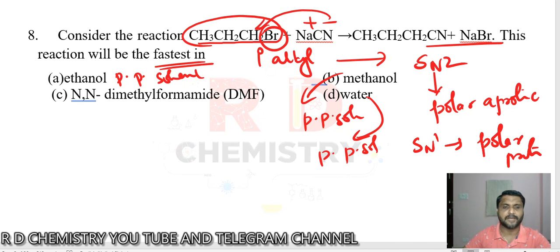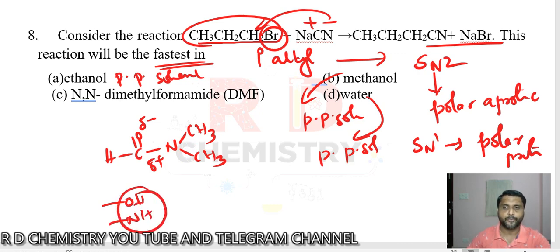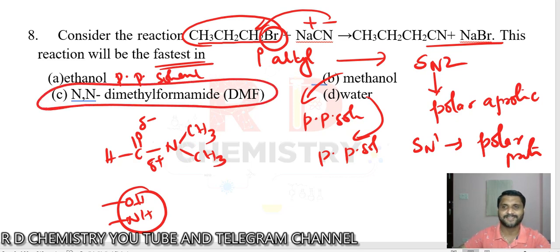Okay. N,N-dimethyl formamide. So this is the formamide, an amide, with NH2. Dimethyl formamide has polarity in the molecule. We can write delta plus, delta minus, polarity is in the molecule. But there is no OH group, there is no NH2 group. If an NH2 or OH group is there, it is called a protic solvent. So this is an aprotic solvent, polar aprotic solvent. Okay. So therefore the answer is option number C. Clear?